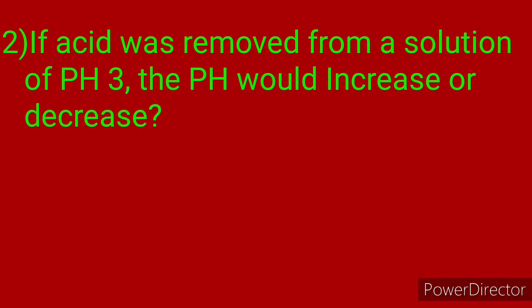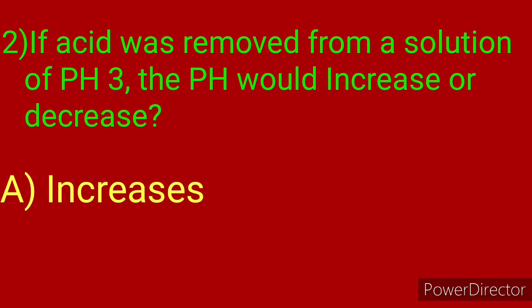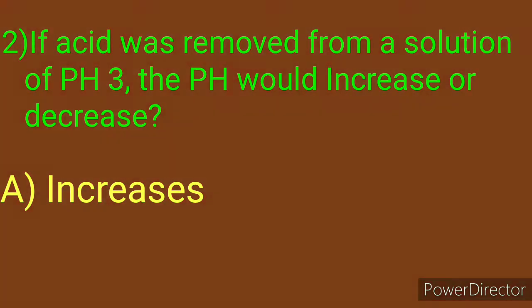Next, the second question: if acid was removed from a solution of pH 3, would the pH increase or decrease? Yes, the correct answer is increase, because when we remove the acid from the solution of pH 3, the concentration of H3O+ ions also decreases. So, the pH value increases.